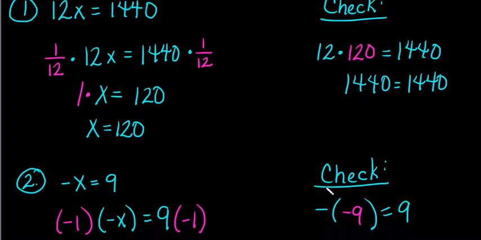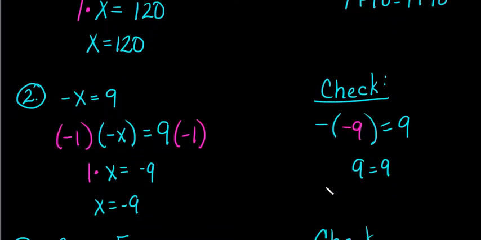Here's another example. This one simply says negative x equals 9. Well, we know that this is like a 1 right here, correct? So in order to turn this into a 1, a negative 1, I need to multiply it by negative 1, because negative 1 times negative 1 turns into a positive 1. And when I do that, I need to multiply the other side by negative 1 as well. Keep it fair, keep everybody happy, since it's equal.